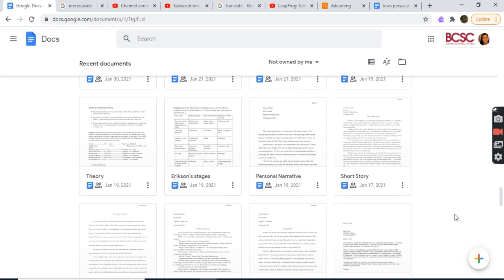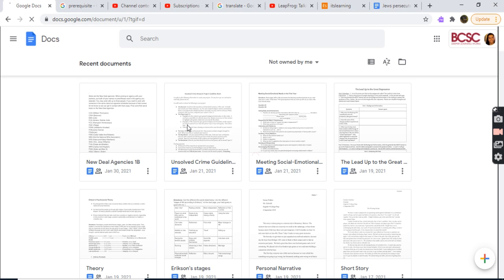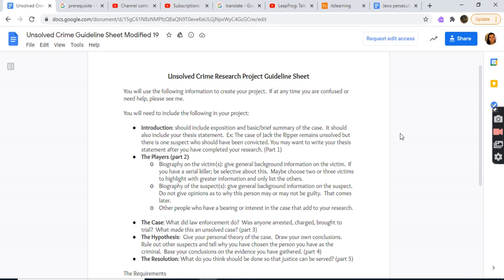All right, I think it's going to be one more assignment. All right, so unsolved crime guidelines, which has been provided. Unsolved crime research project guideline sheet. Okay, so you'll use the following information to create your project. If at any time you are confused or have questions, please see me. Please see the teacher. If you had Miss Kolb. You'll need to include the following in your project.